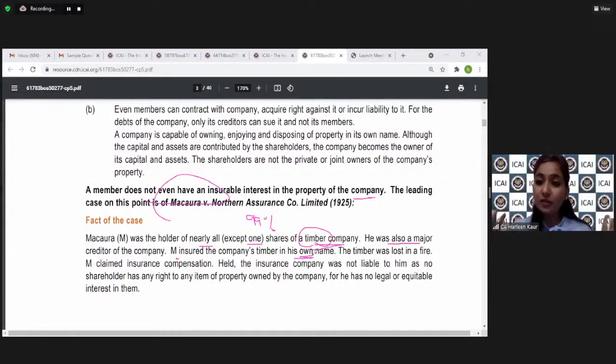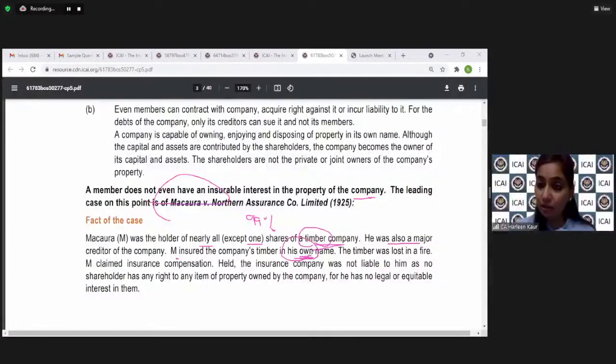But when you have certain assets, like I was having a shoe business, I would have the insurance of all those shoes because I am taking care of the products in my shop. So don't you think that when I was running a shoe business, the entire stock of my company should be insured in the name of the company? Because I have a company and the company is owning that showroom and all those products which are lying over there. But what Macaura did, he made a mistake. He insured the timber in his own name.